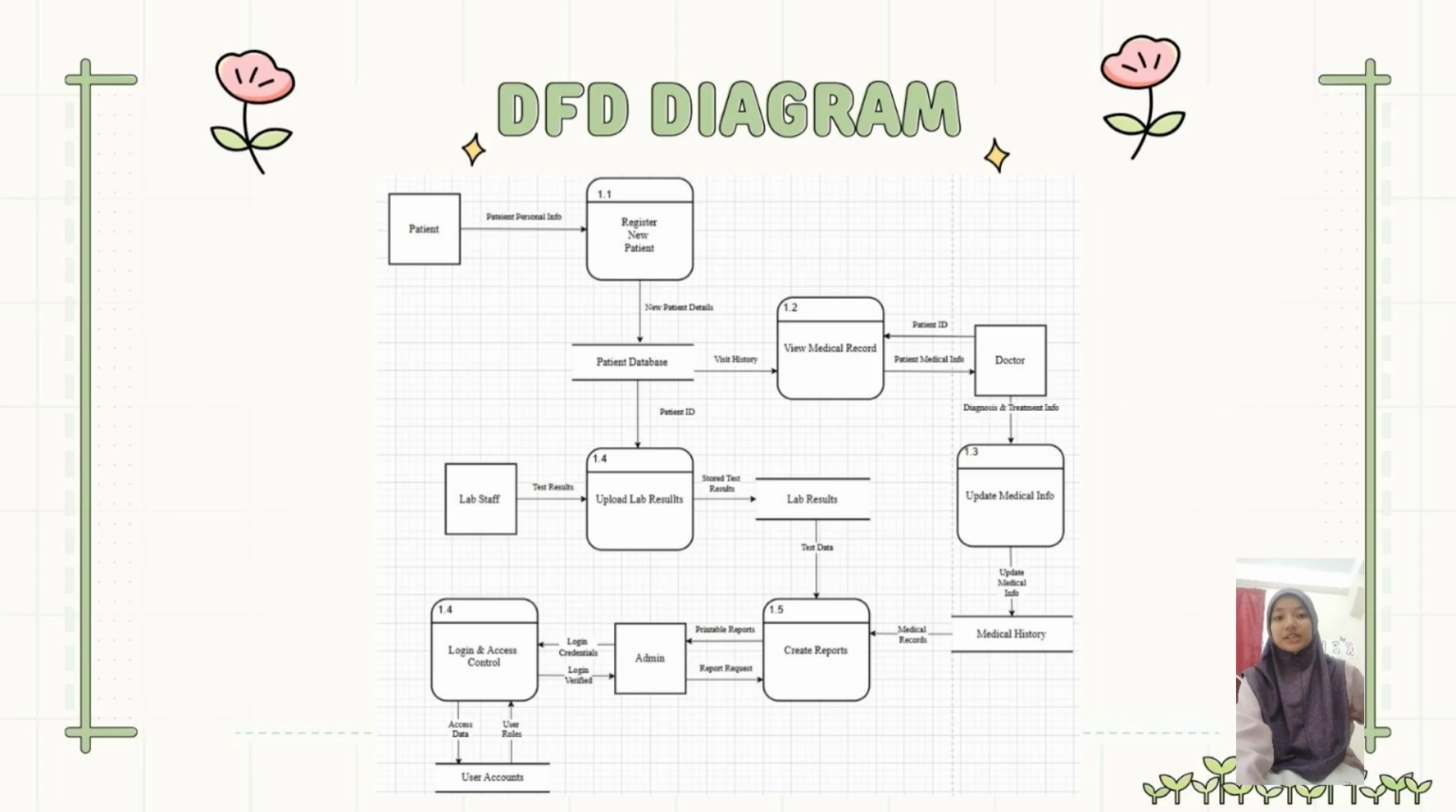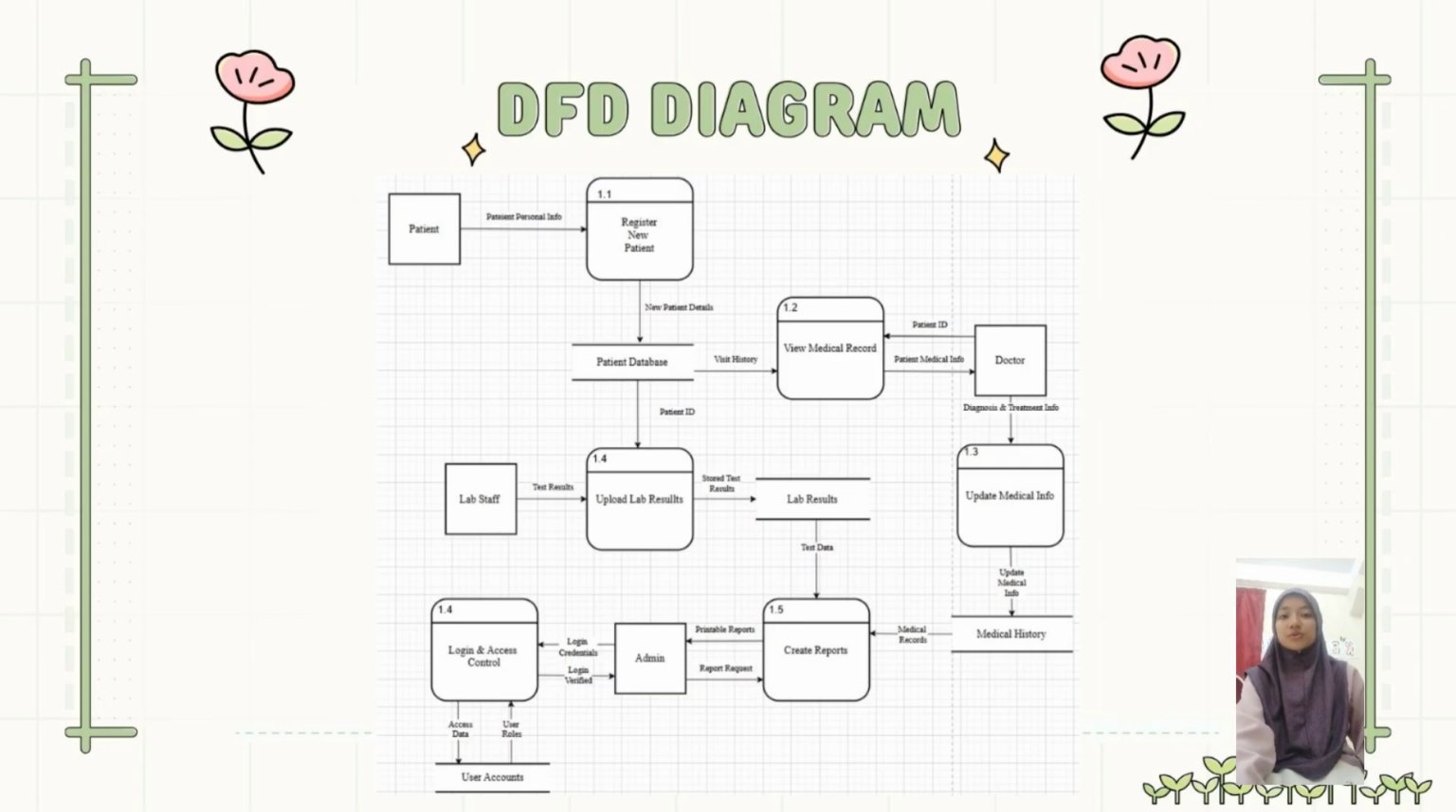1.2, view medical record. The doctor searches for the patient using the patient ID. The system shows the patient's medical info like history and past treatment. The doctor checks the info before giving treatment. 1.3, update medical info. The doctor writes the diagnosis and treatment after checking the patient. The system saves the info into the medical history. This helps to keep records of what the doctor has done.